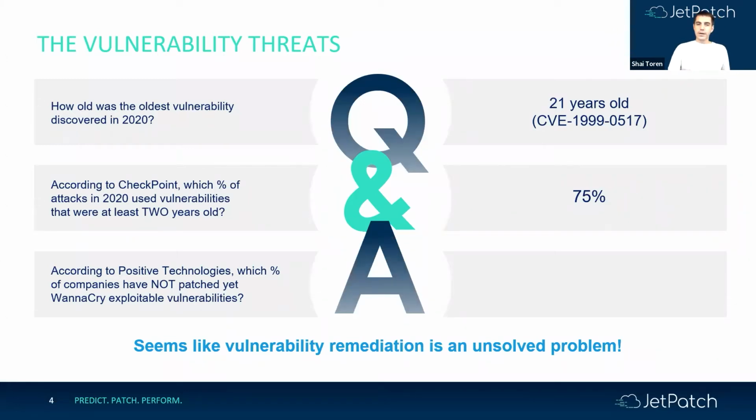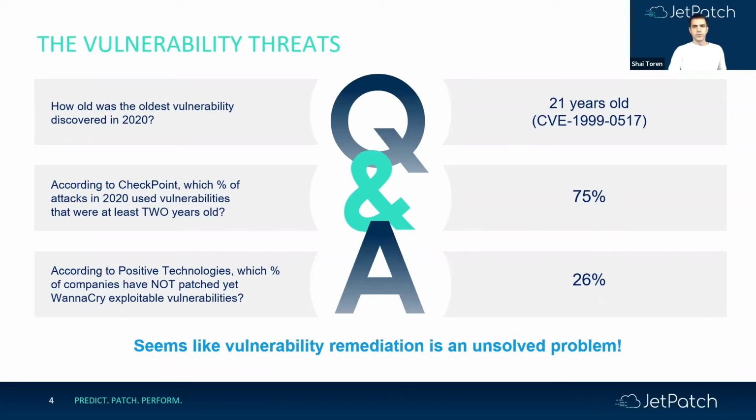And the last one was about a third of the companies that have not yet patched the WannaCry exploit vulnerabilities. It's a pretty big number. A third of the companies know about this very well-known WannaCry vulnerability, yet haven't taken the step to fix it. So on one hand, we have knowledge, we have data, we have systems. On the other hand, the data is telling us a different story.